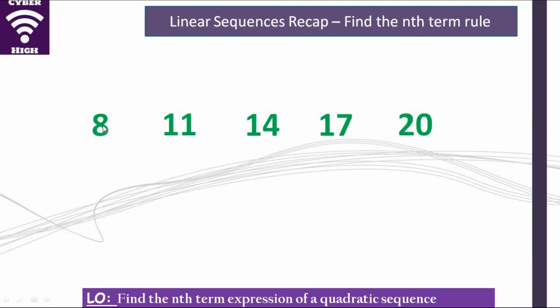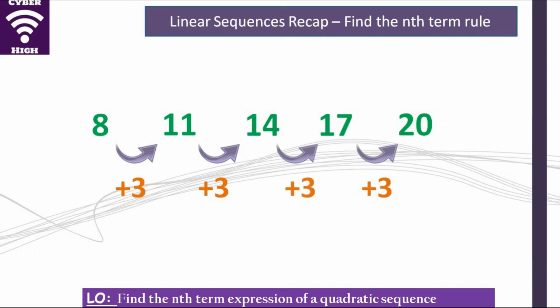We have this sequence that's starting at 8 and goes to 11, 14, 17, and 20. Let's look at the difference between the terms. Between the first and the second term, we have positive 3. And for the second one, we have positive 3. So, when we are having plus 3 throughout, it simply means this sequence is linear. A linear sequence has constant difference.